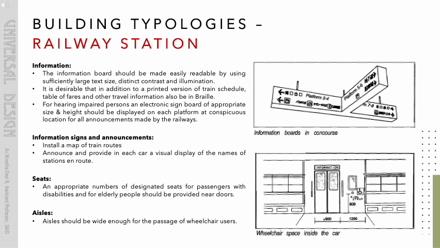Information signs and announcements. Install a map of train routes. Announce and provide in each car a visual display of the names of stations en route. Seats. An appropriate number of designated seats for passengers with disabilities and for elderly people should be provided near doors. Aisles. Aisles should be wide enough for the passage of wheelchair users.